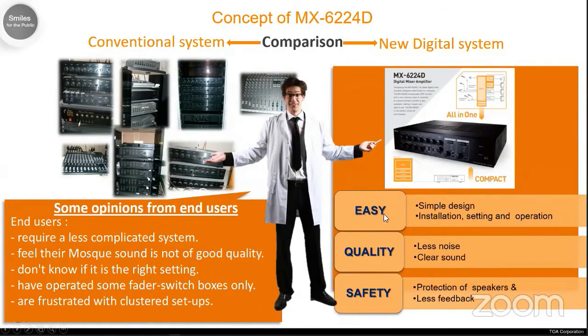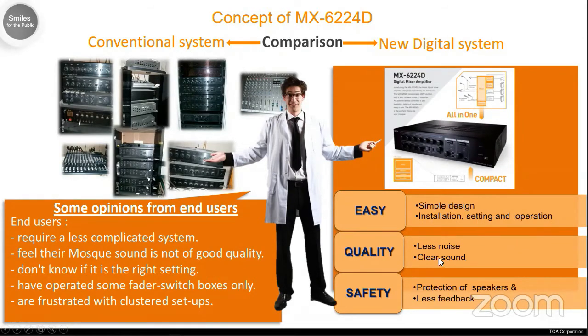This is what we came up with. We came up with a digital Class D amplifier, dual channel, 240 watts per channel, which gives us 480 watts of power. It is easy to use. It gives you easiness when it comes to a simple design concept, easy to install, easy to set up, as well as easy to operate.